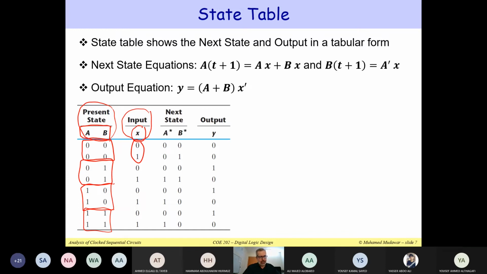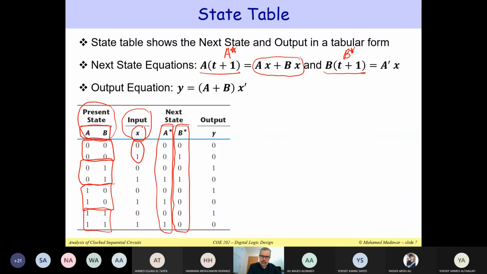So what we need to do is look at the next state. The next state here is A at t plus 1 and B at t plus 1. The author calls this A star and B star. That's in your textbook. A star and B star mean the same thing: A at t plus 1 and B at t plus 1. So this is A star here, and this is B star. And we just have to evaluate these two equations.